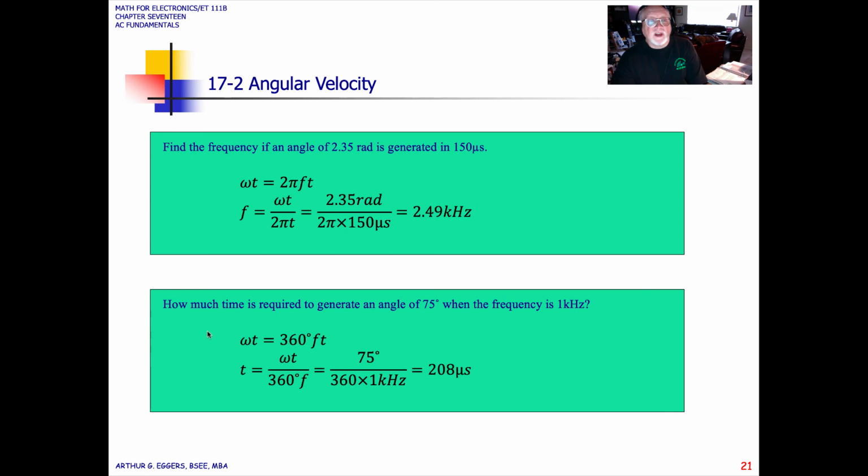Now, if we want to solve for time instead of frequency, how much time is required to generate an angle of 75 degrees when the frequency is 1 kilohertz? So again, we move our terms around, so we're solving for time this time instead of frequency. So 360 degrees times the frequency ends up in the denominator. 75 divided by 360 times 1 kilohertz gives us 208 microseconds. So we can use either of these expressions to solve for the time or the frequency.